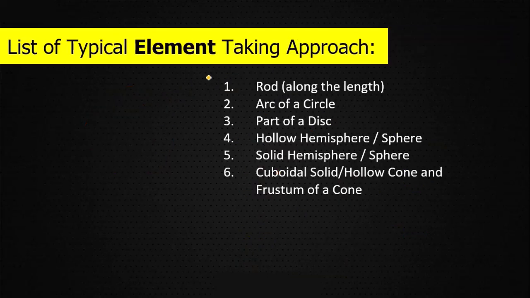These are the different types of element I am going to discuss under this particular lecture. First is the rod element along the length. This is basically the 1D element, so both 1 and 2 are 1D elements. Whenever the geometry is 1D, we should go for this type of element.